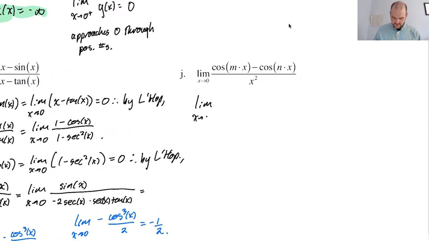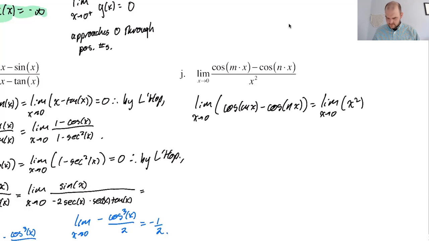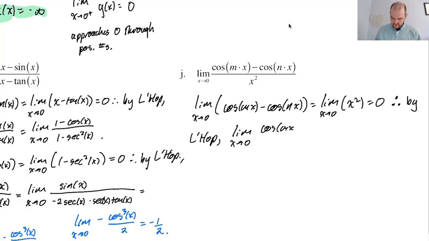Limit as x approaches 0 of cosine of mx minus cosine of nx over x squared, and those are both 0. Therefore, I'm just trying to squeeze things in here. Therefore, by L'Hopital's rule, the limit as x approaches 0 of cosine of mx minus cosine of nx over x squared equals, all right, what does it equal?